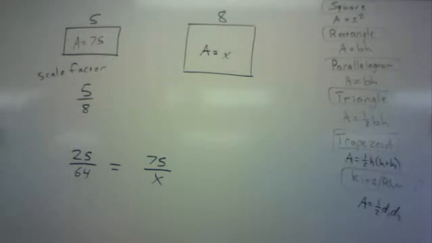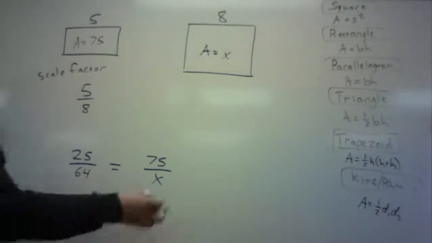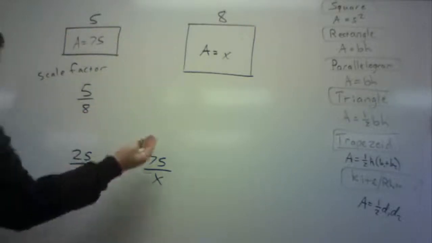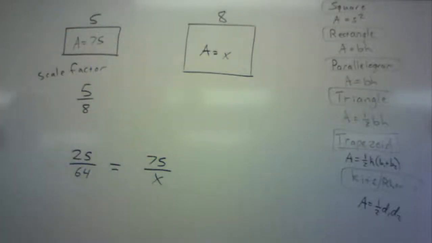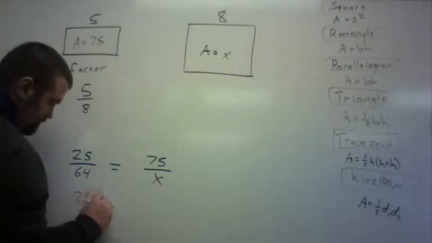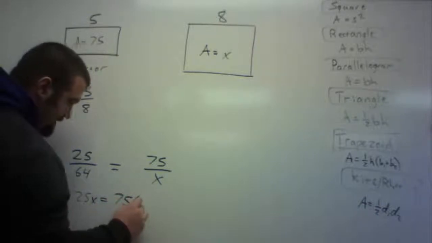So now at this point, I have my proportion. Area ratio to area ratio, left to right, left to right, left to right. I'm good to go. Cross multiply and solve. 25x equals whatever 75 times 64 is.